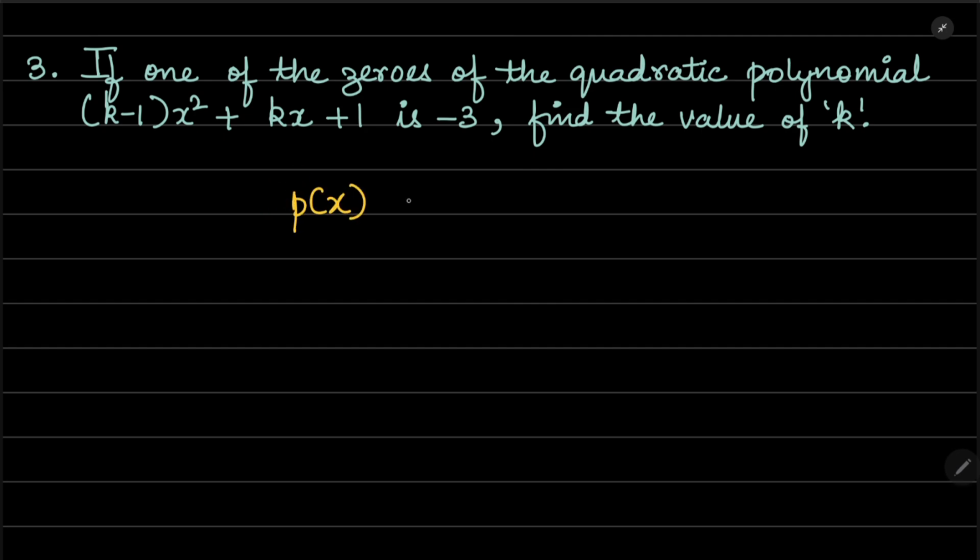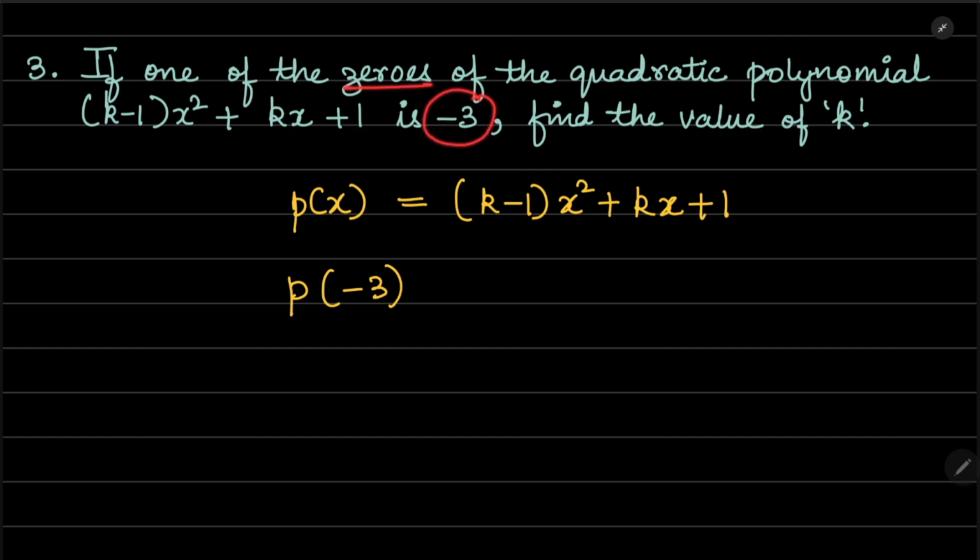So, you are given the polynomial p of x equal to (k minus 1) x square plus kx plus 1. This is the given polynomial. What is also given? One of the zeros is given, right? So, p of minus 3. What is that zero value? That is the value of x which is making the polynomial 0. P of minus 3, right? x equal to minus 3 is the zero. So, p of minus 3 is, you're told, 0 of the polynomial.